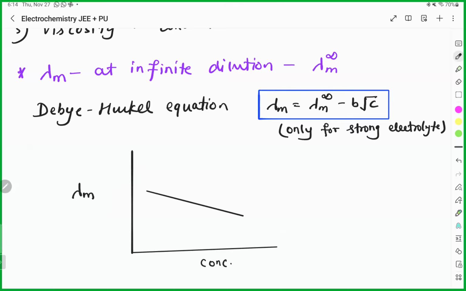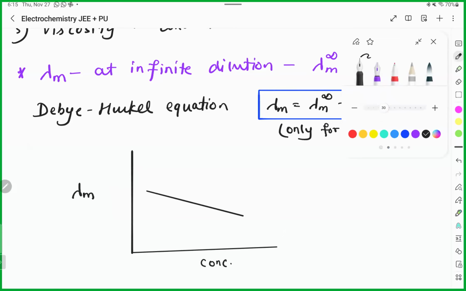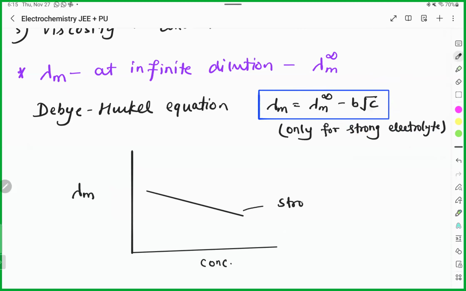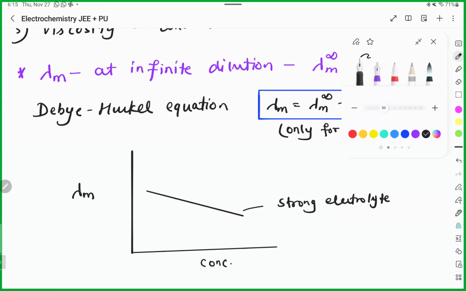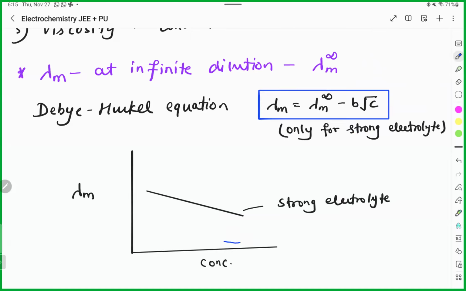Correct? But in the case of a weak electrolyte, what will happen if you increase dilution? Increasing dilution means decreasing the concentration, correct? This is for the strong electrolyte. But according to the graph, if you want to calculate for the weak electrolyte, what will happen? Initially, there will be a change in the conductivity, but very little. And then it will increase drastically because more molecules will start dissociating. Make sense? Okay.